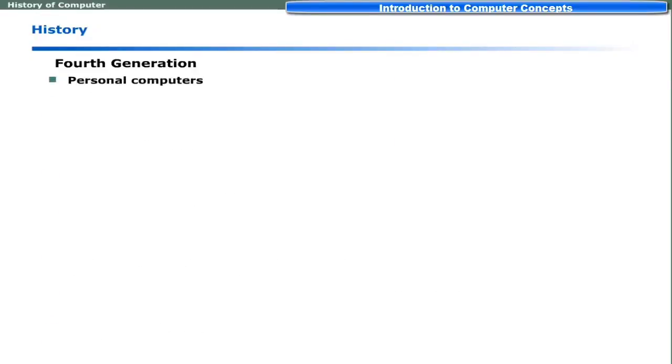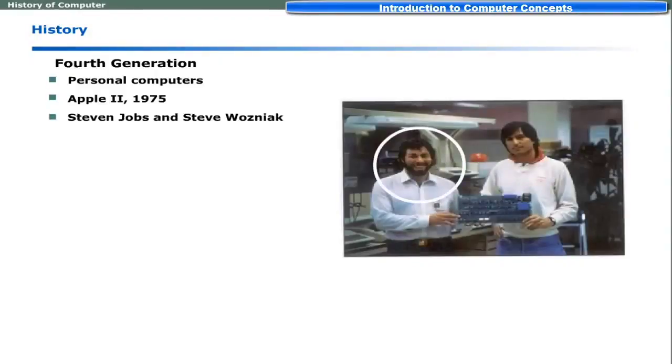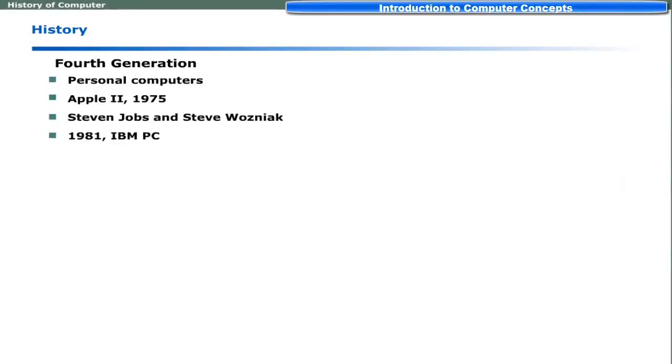Dear learners, personal computers were not available. Apple II personal computer was introduced in 1975. This was a prominent venture by Steve Jobs and Steve Wozniak. In 1981, IBM introduced the IBM Personal Computer, and many personal computers were sold by the end of 1982. At that time, many other companies started manufacturing IBM PC compatibles.